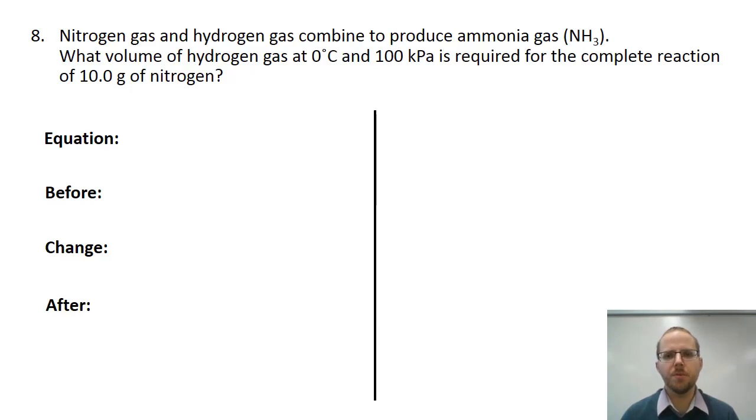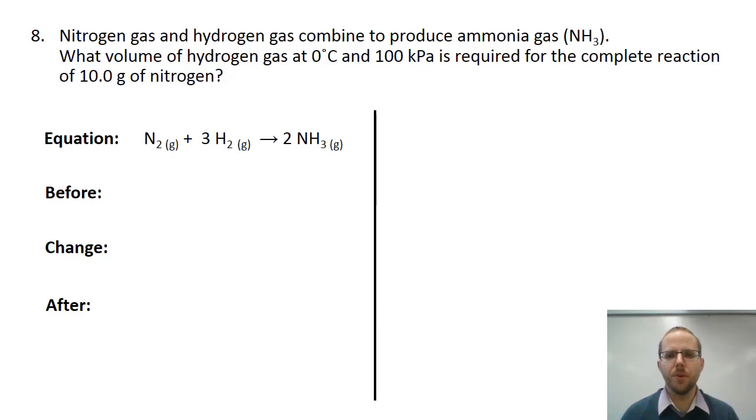Now, in this case, we're not provided with a balanced chemical equation, so you need to construct it. So we have N2 plus 3H2 goes to 2NH3, so a 1 to 3 to 2 mole ratio. Now we have to go with the information that's given to us in the question, which is the 10 grams of nitrogen as its mass.